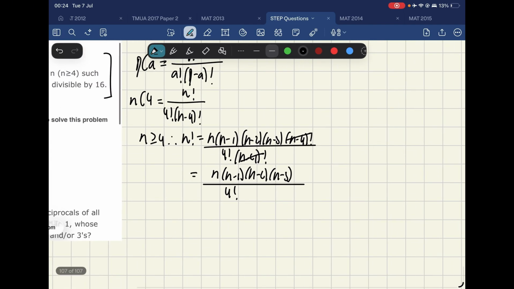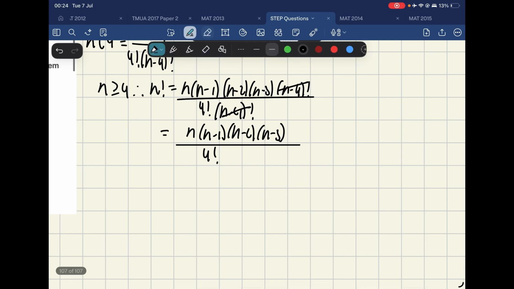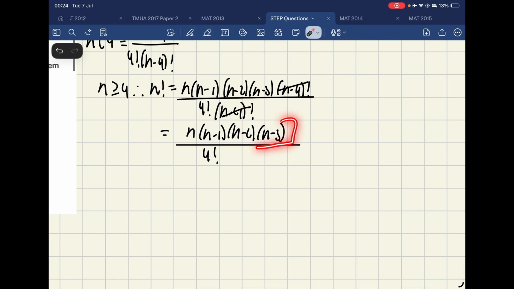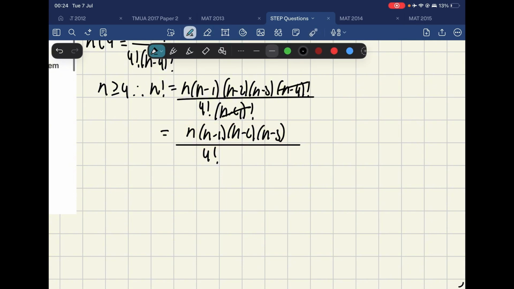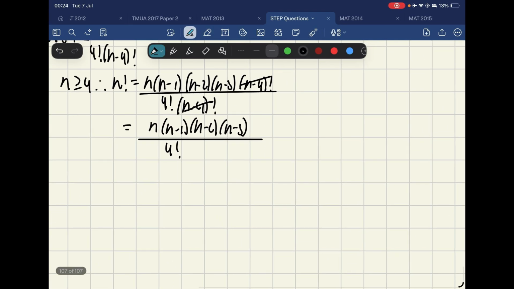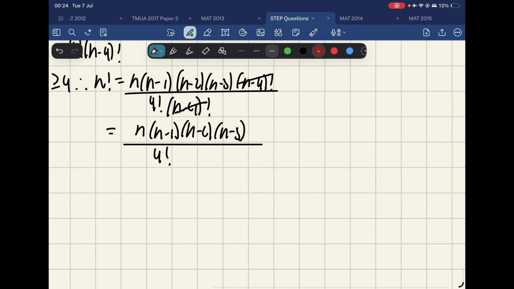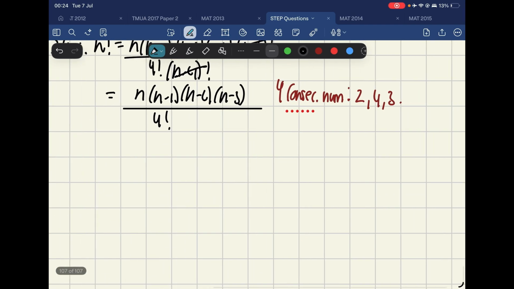Now, what is special about these numbers? They're consecutive, right? So we know that if you have 4 consecutive numbers, we're going to have a multiple of 2, a multiple of 4, and a multiple of 3. That's really handy. So we know that this is going to help for some divisibility. So let's see what happens when we divide it by 16.